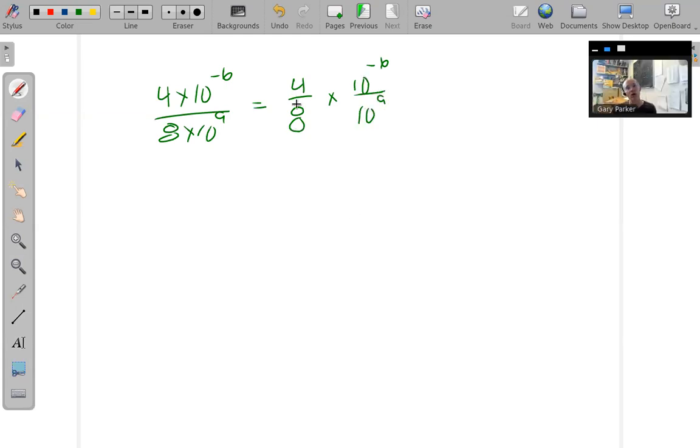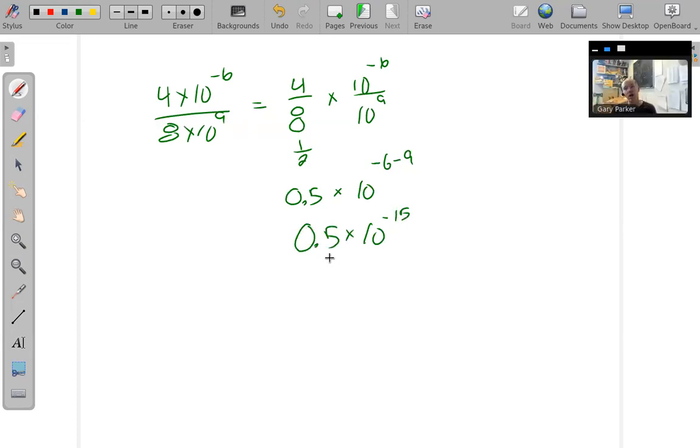Well, 4 over 8 is a half, and a half could be 0.5. And the rule for dividing things with the same base is keep the base and subtract the powers. That would be negative 6 minus 9. So if I lose 6, then I lose 9. Altogether, I've lost 15, so that'd be 10 to the negative 15th.